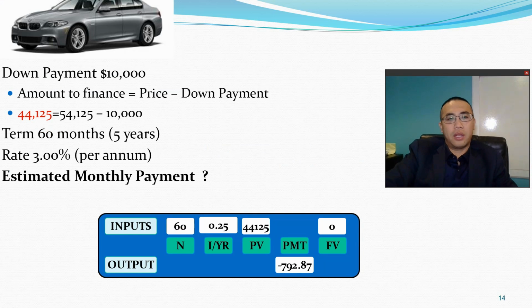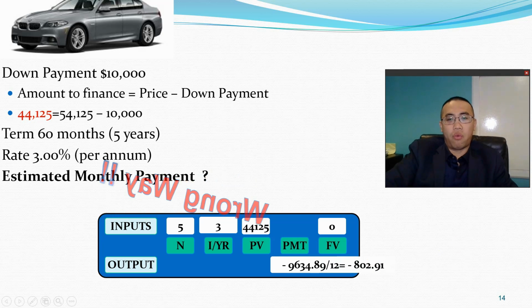And there could be another way. Some people may think, okay, so this is 5 years, this is the annual rate. What if I use the number of years and annual rate to get the annual payment and then divide the annual payment by 12? So some of you may think, okay, 5 years, 3% each year, then I get an annual payment of this number, 9,600, and then divide that by 12 to get my monthly payment. Well, this is the wrong way to solve for it.